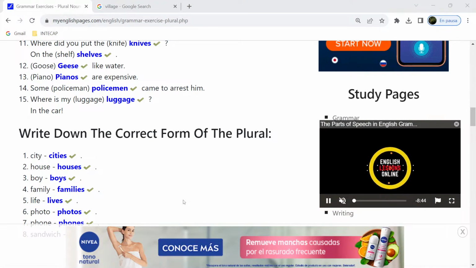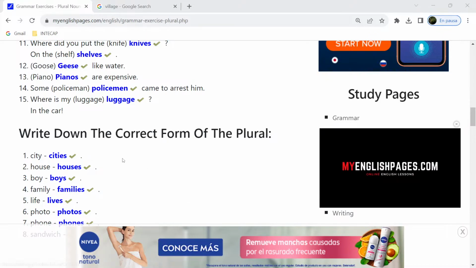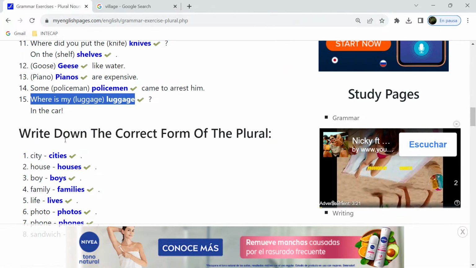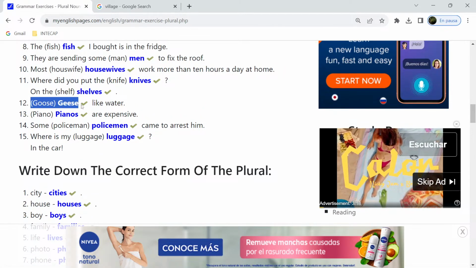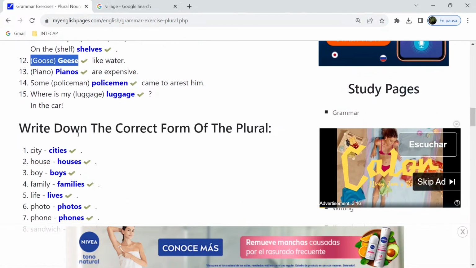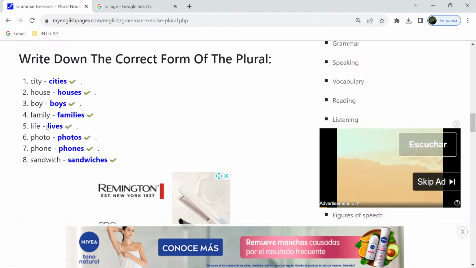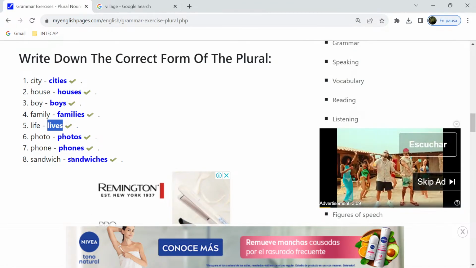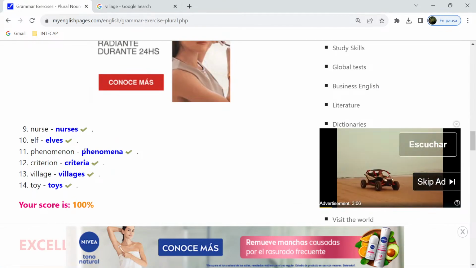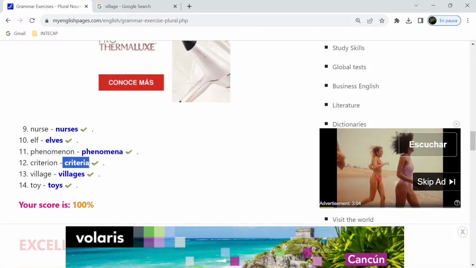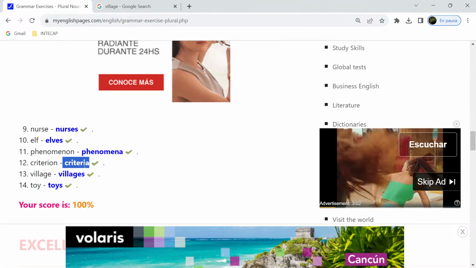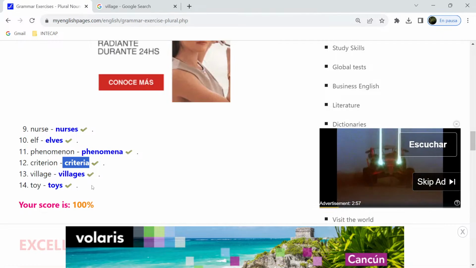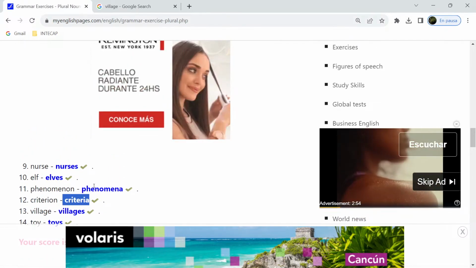So here, guys, as you could see, we learn more irregular plurals such as luggage, right, guys? Such as geese, such as, for example, lives, right? What else? We also checked phenomena, criteria, right? Those are irregular plurals, and you have them now in your vocabulary. Okay, guys? So you have to use them.